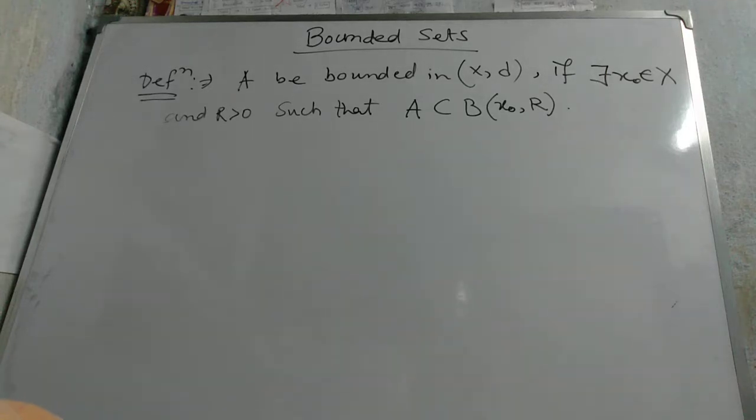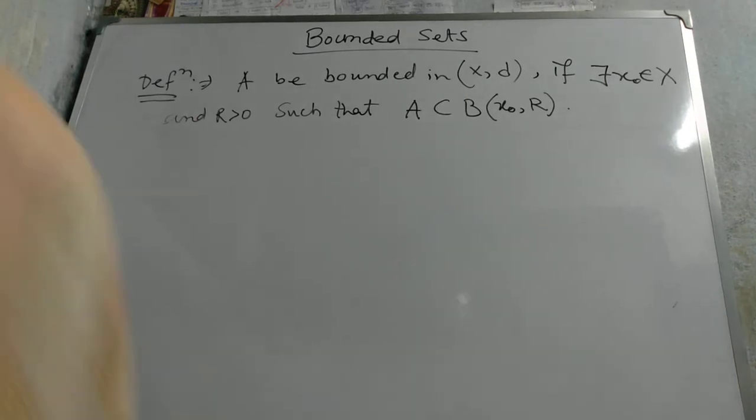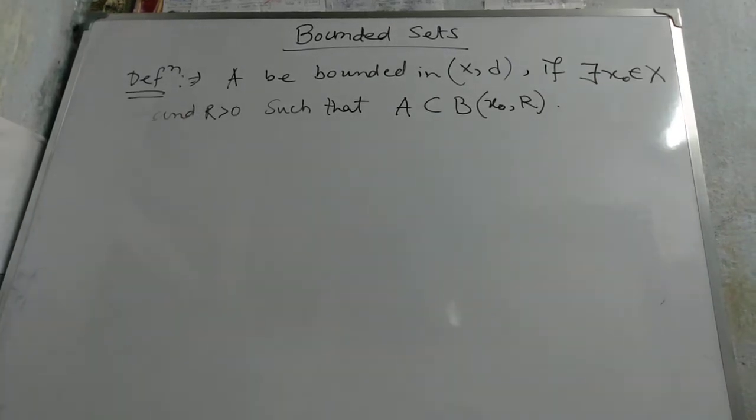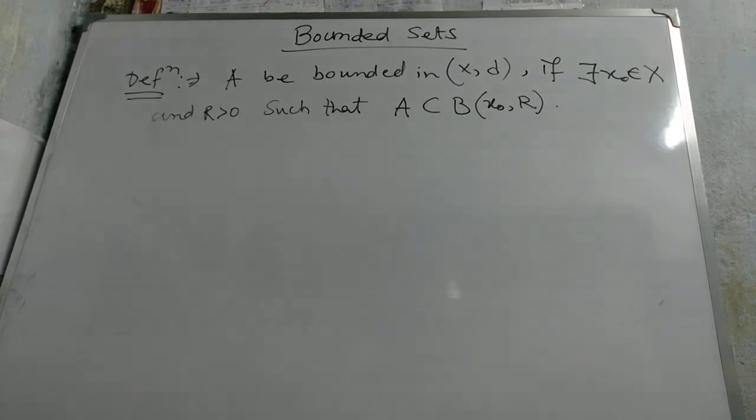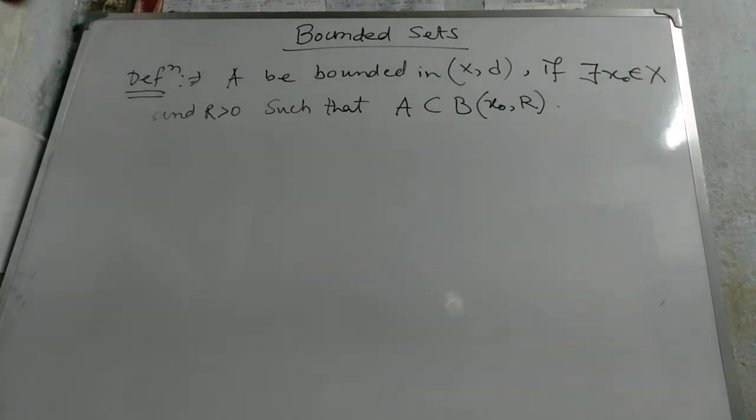Today we start bounded set. A set A is bounded in a metric space (X, d) if there exists x0 belongs to X and r greater than 0 such that A is a subset of B(x0, r). Okay, that means A is a subset of one open ball of center x0 and radius r.